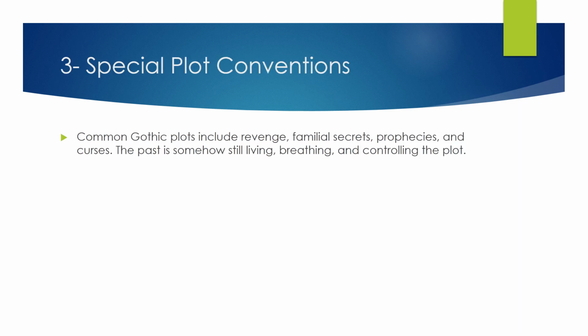And number 3, we have special plot conventions. Common Gothic plots include revenge, familial secrets, prophecies, and curses. The past is somehow still living, breathing, and controlling the plot. These are some recurrent themes, or plot conventions, in the Gothic genre. We have revenge. We always find somebody trying to take revenge for some injustice which has been done to him.